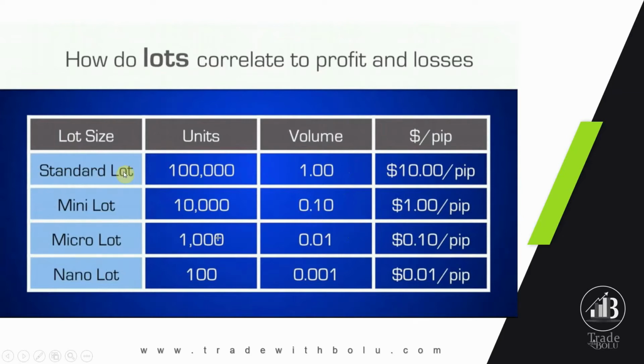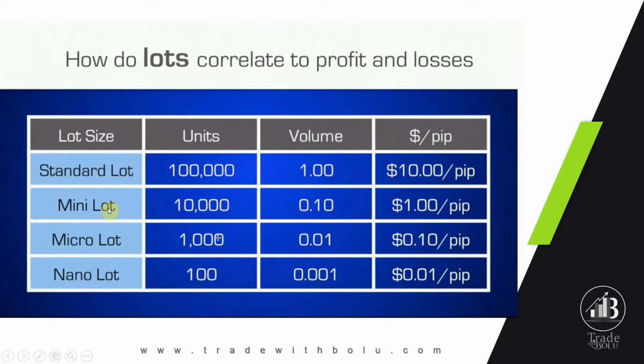So starting off with the standard lot, we have 100,000 units. This is how the standard lot looks, and this is the monetary value of it. It equates to $10. I'll show you how this is gotten, but it's really not necessary. What's necessary is that you understand the basics, and you move forward to the advanced or professional course.